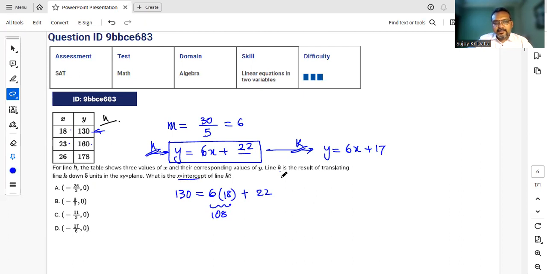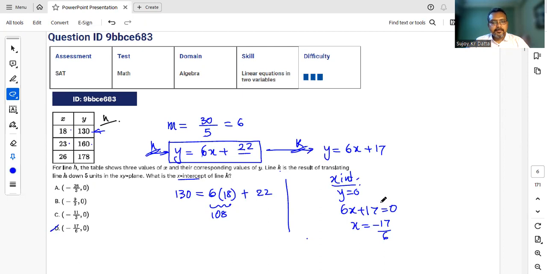Now the x-intercept is the point where y is 0. Let's plug that in. We get 6x plus 17 equal to 0, so x is negative 17 by 6. So that is option 4. The two steps were: first figure out the equation, then translate it down using the shifting of graphs concept, and then figure out the x-intercept by plugging in y as 0. Let's move on.